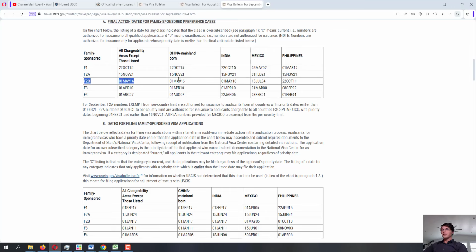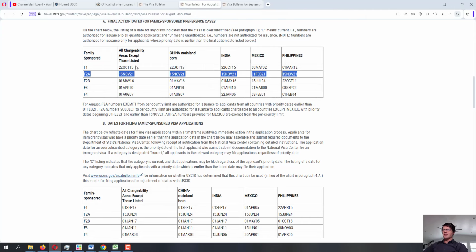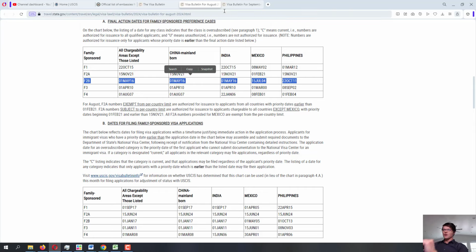Okay, F2B. That is unmarried sons and daughters of permanent residents. 1st May, so this is September. I highlighted September this time. Let me highlight the August as well. So this is August. We are in August right now. We are on May 1st, 2016.